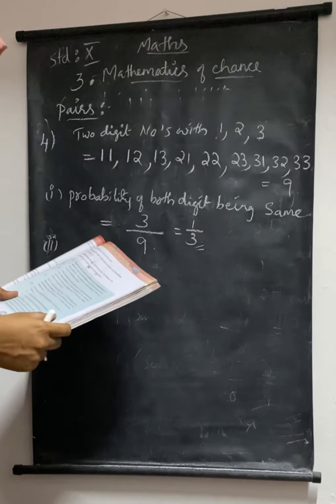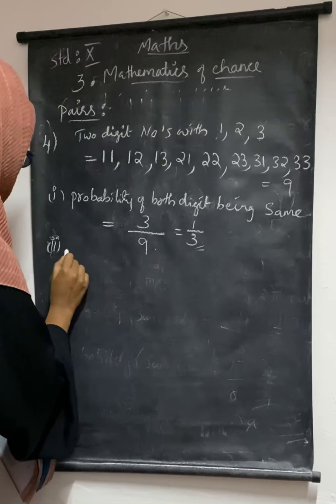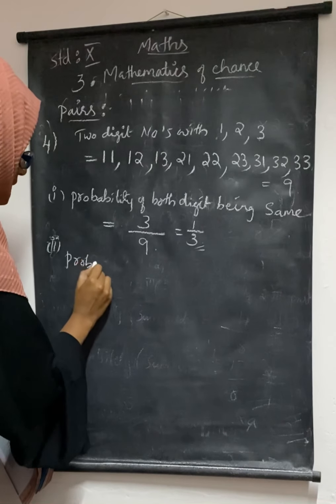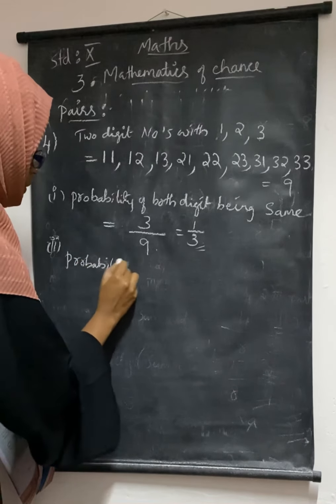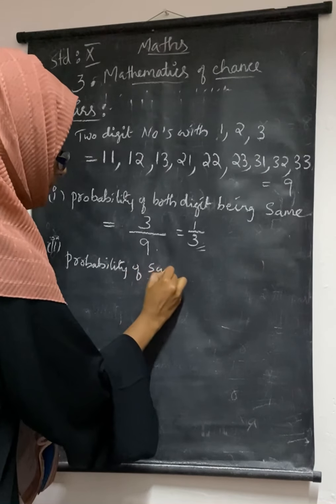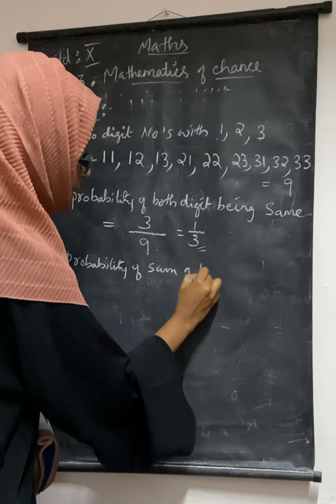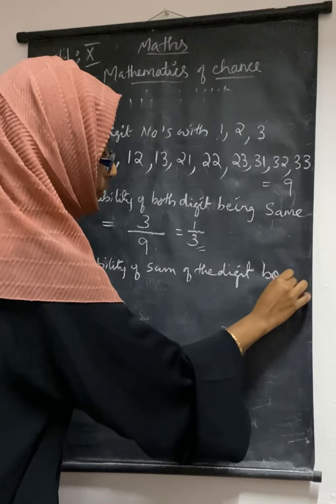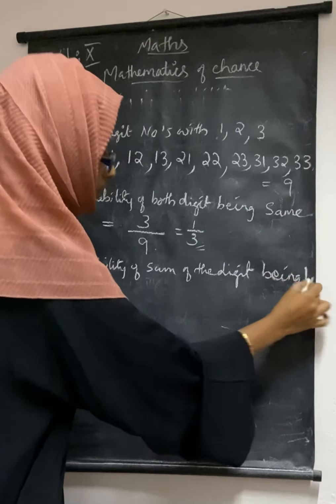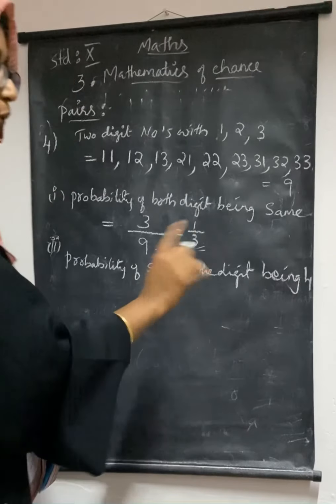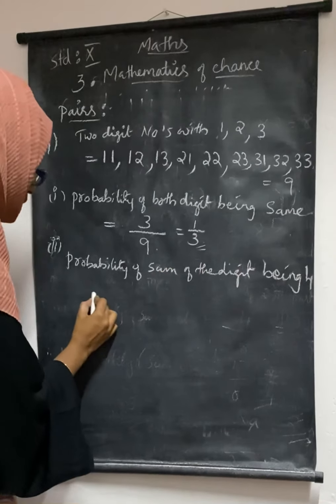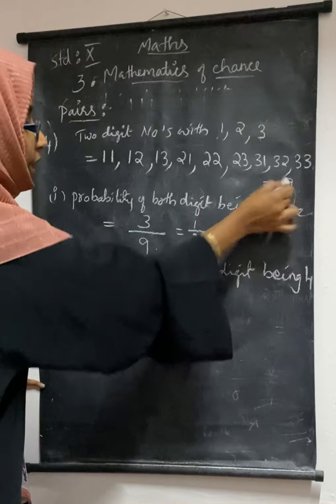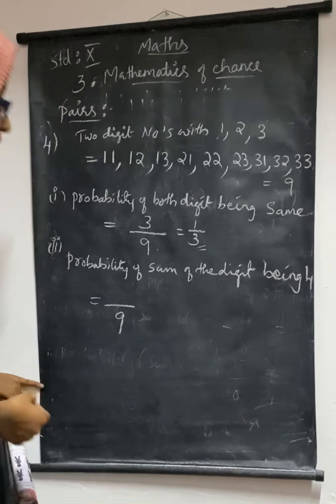Second question: what is the probability of the sum of the digits being 4? When you add, you have to get 4. So total, how many numbers? 9. That you have to write first.